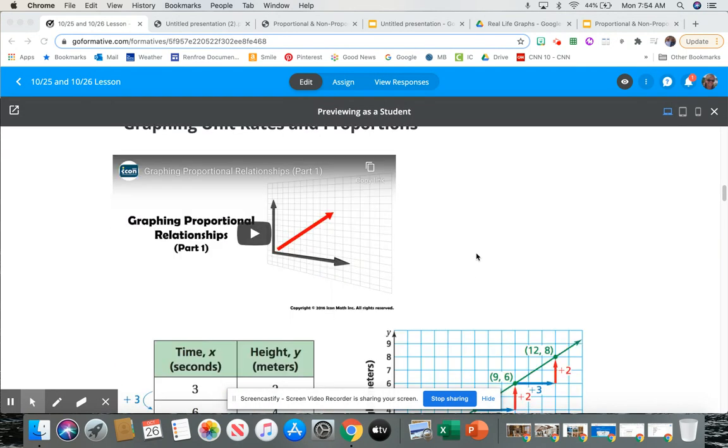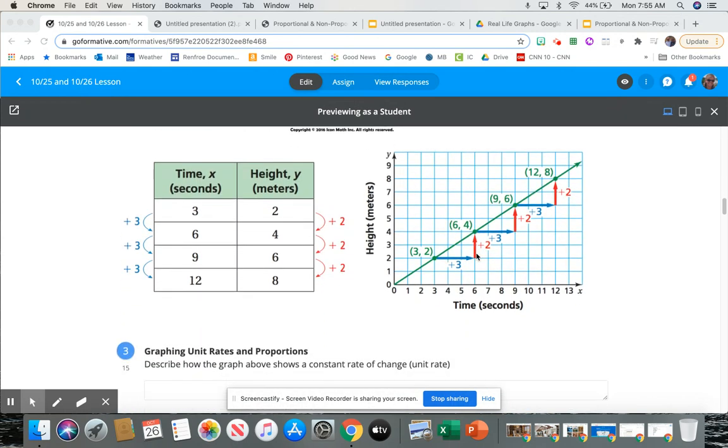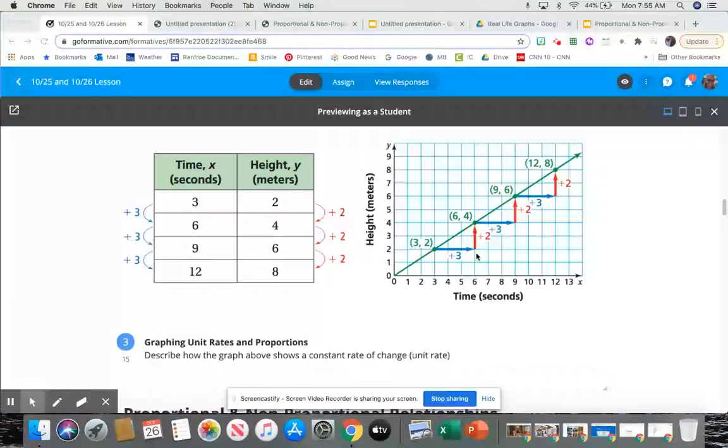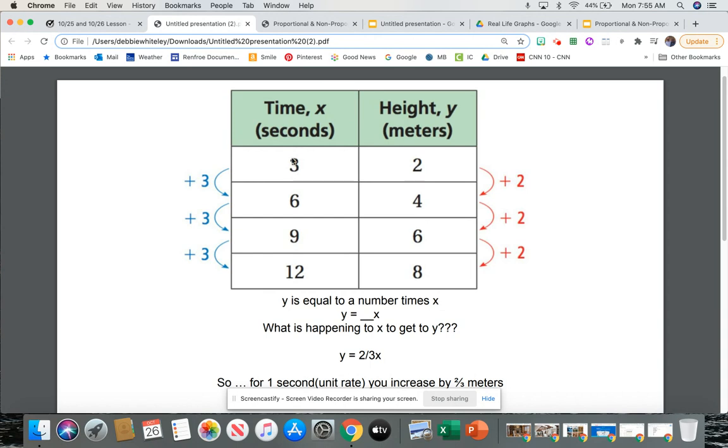Try to explain what a proportion is using as much math vocabulary as you can. Watch the unit rate graph video, and you are going to describe how it shows a unit rate. This graph right here, keep in mind that unit rate is something that's happening to X to get over to Y. So we do have a relationship as X increases, something is happening to Y. But what is multiplied by X to get to Y? That would be the unit rate. Whatever is happening to X to get to Y is going to be your unit rate.